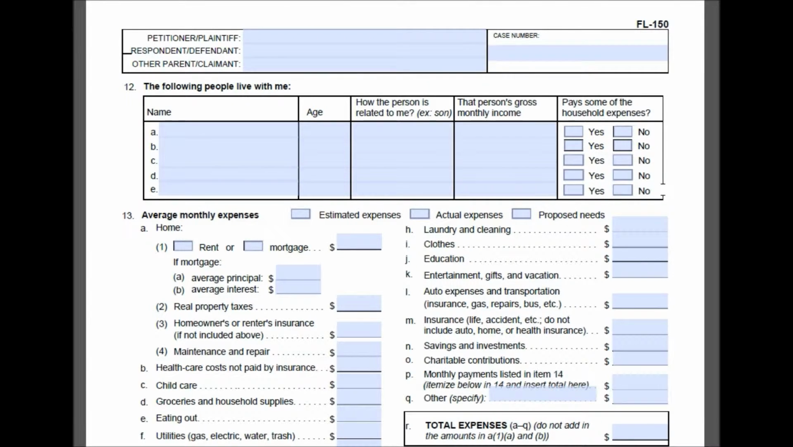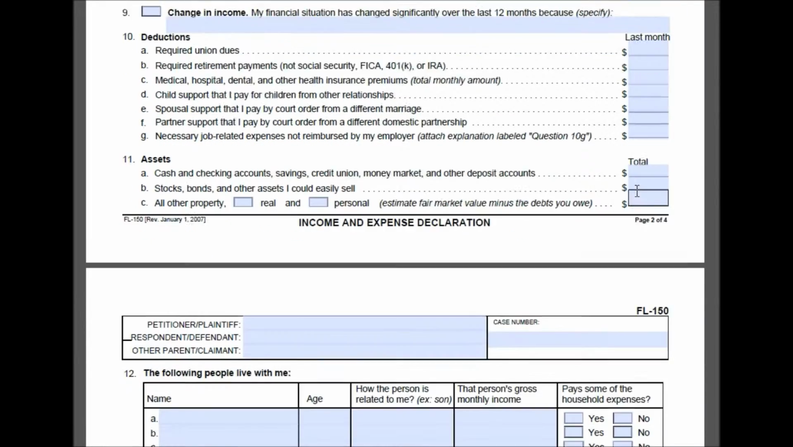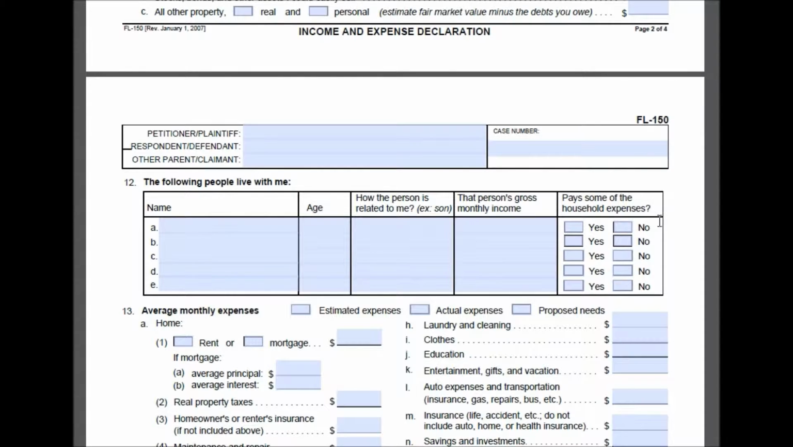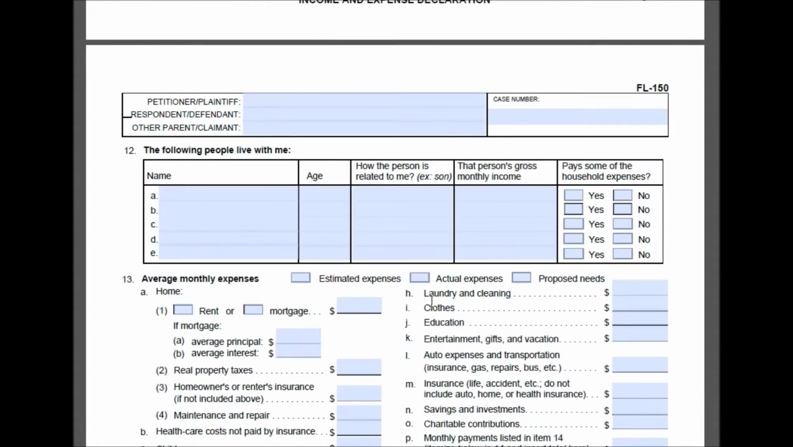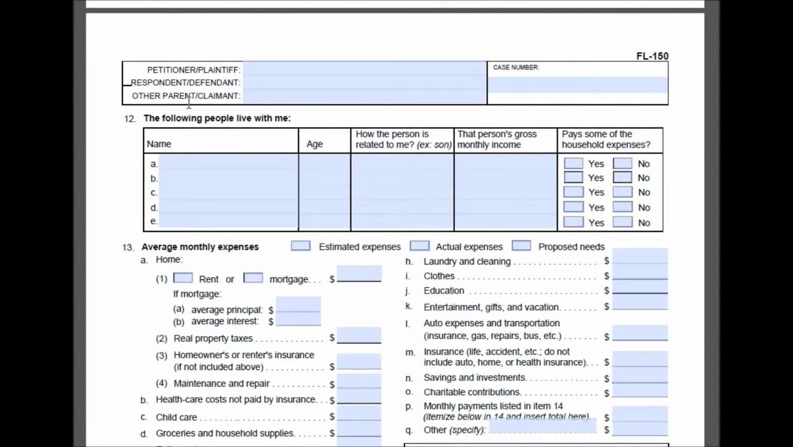Page 2, which we went over, covers the income side of the equation, how much money comes in to the person's financial health. Page 3 here goes over what that money is spent on. So let's go over that. Like I said, up here is the header box, pretty standard.